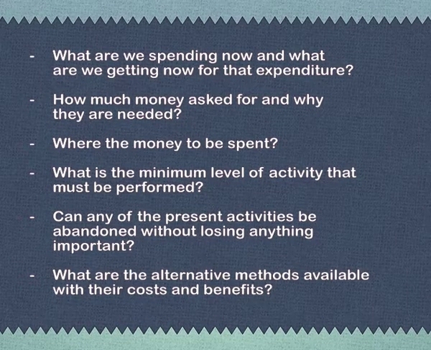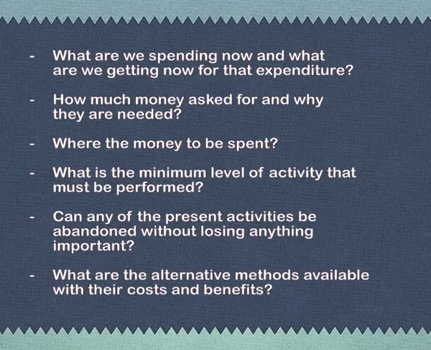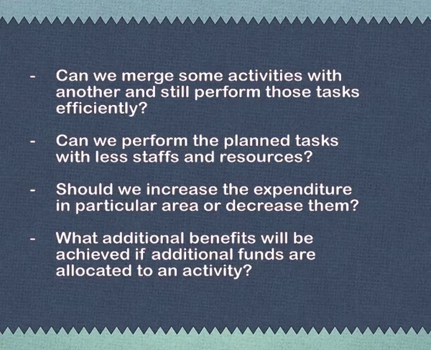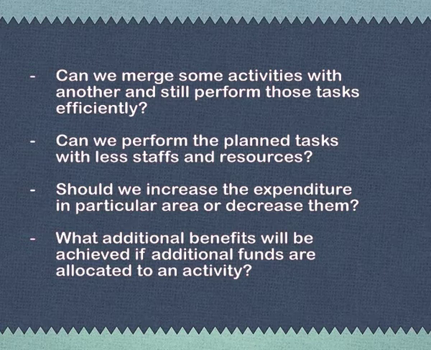During the scrutiny and evaluation process, zero-based budgeting raises some hard questions such as: what are we spending now and what are we getting now for that expenditure; how much money is asked for and why is it needed; where is the money to be spent; what is the minimum level of activity that must be performed; can any of the present activities be abandoned without losing anything important; what are the alternative methods available with their cost and benefits; can we merge some activities with another and still perform those tasks efficiently; can we perform the planned task with less staff and resources; should we increase the expenditure in a particular area or decrease it; what additional benefits will be achieved if additional funds are allocated to an activity.